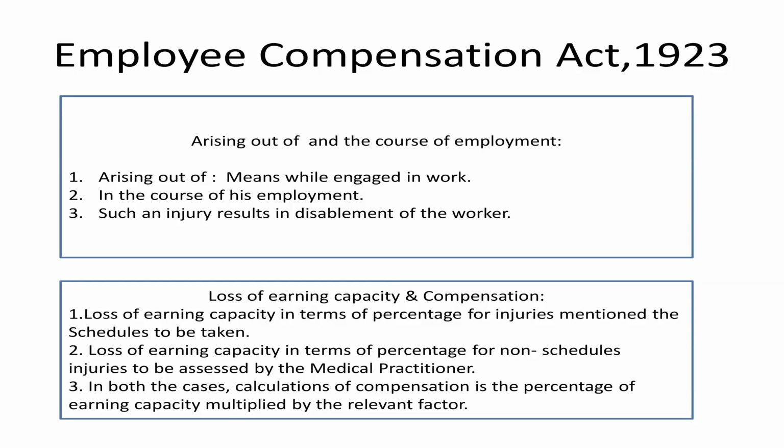Now the question is the amount of compensation. Supposing death occurs, what is the amount of compensation payable? The law says, the table says, an amount equal to 50% of the wages of the deceased workman multiplied by the relevant factor, or an amount of 1,20,000 rupees, whichever is more. This is what it says. Then where permanent total disability takes place, an amount equal to 60% of the wages of the workman multiplied by the relevant factor, or an amount of 1,40,000, whichever is more.